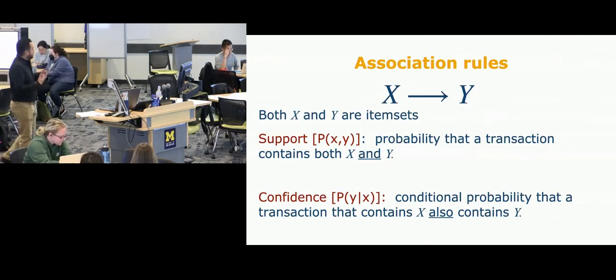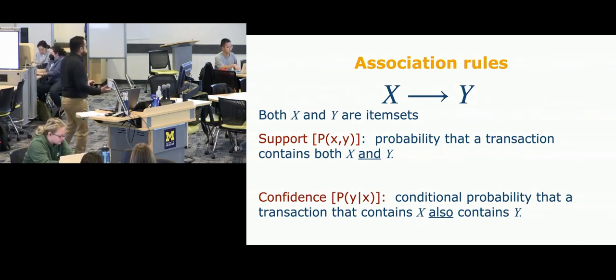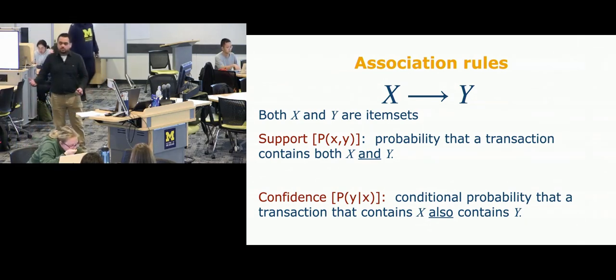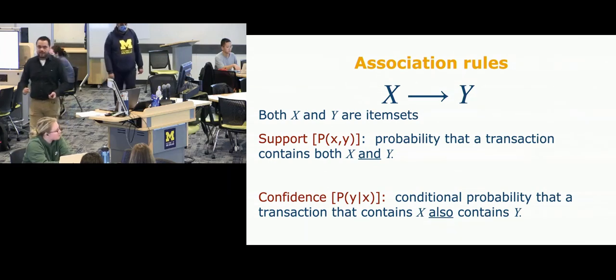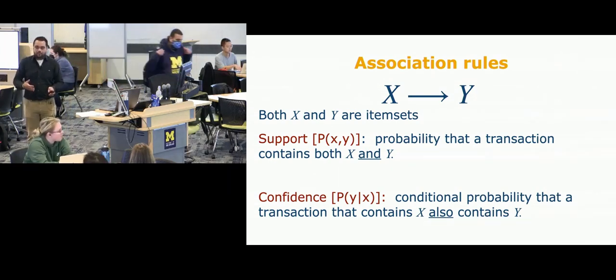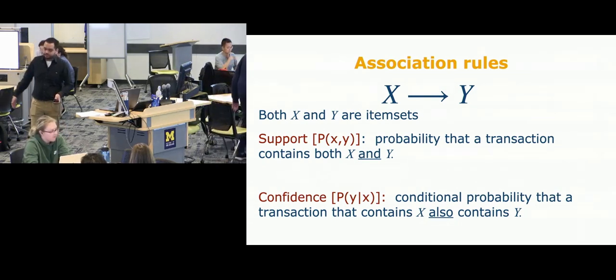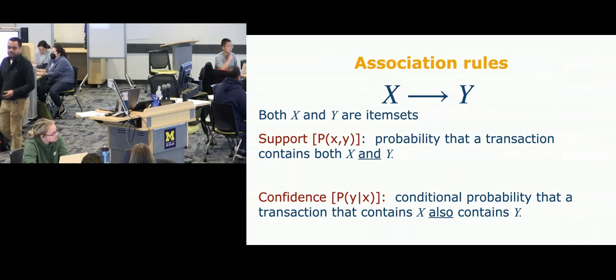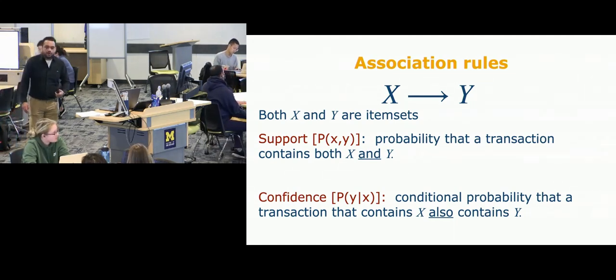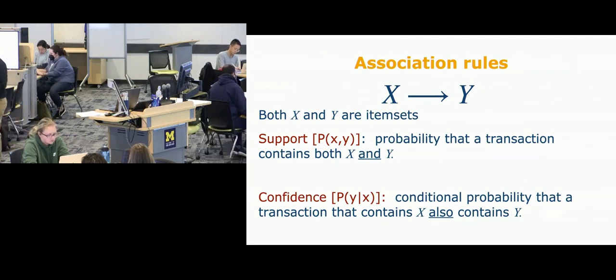So this was just the simple frequency. From simple frequency, we move to association rules. An association rule is described as x with an arrow pointing from x to y, which means x is associated with y. Again, both x and y are item sets. For an association rule, we define 2 terms. We define support, as earlier, and support is the probability that a transaction contains both x and y. But now we define another term, confidence.